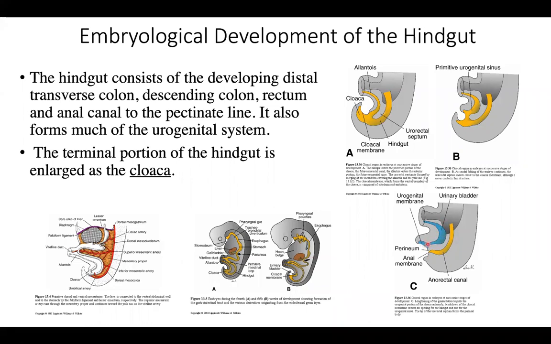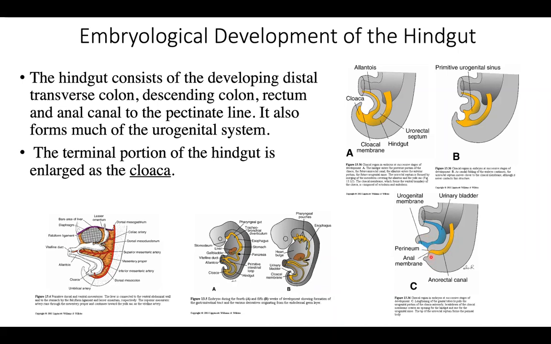In the urinary system, the membrane there is called the urogenital membrane. You see? Urogenital membrane. And on the hindgut component, or anal and rectal component, we call it the anal membrane. At this stage, the embryo does not have an anus, and does not have a urethra either. They will develop later by rupturing of this membrane.